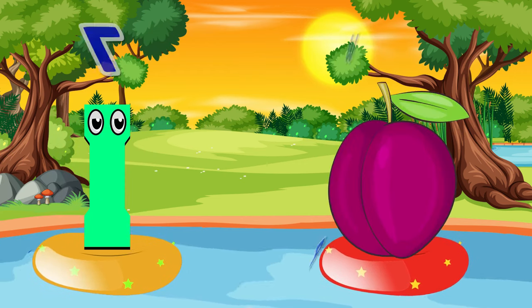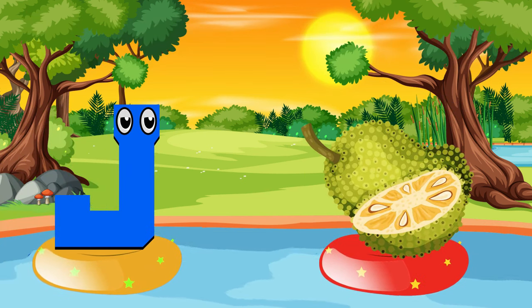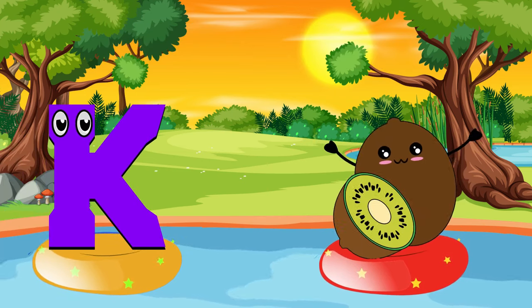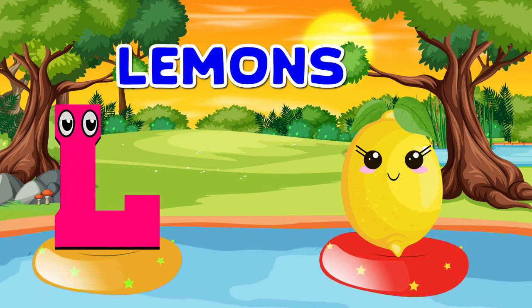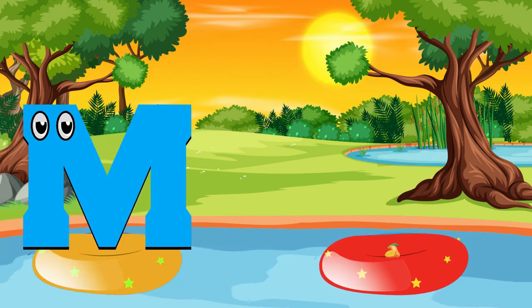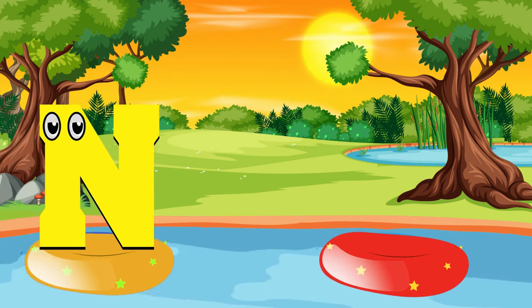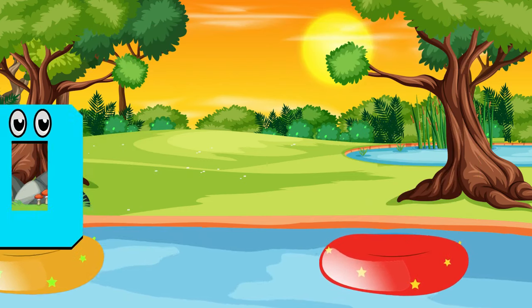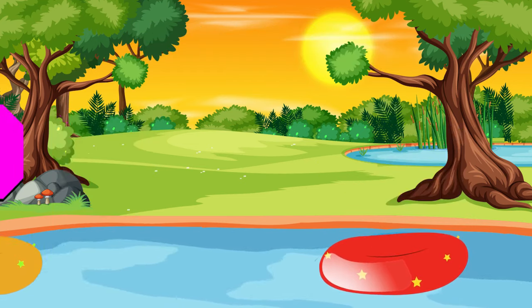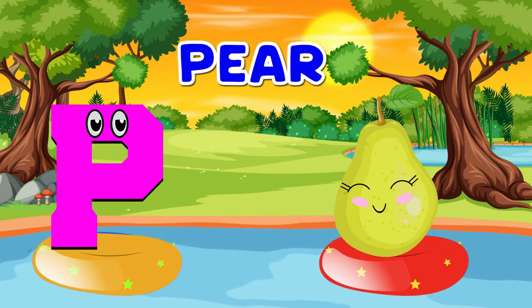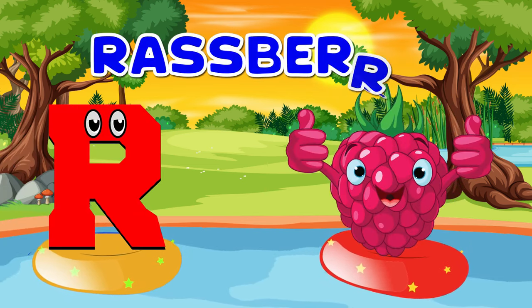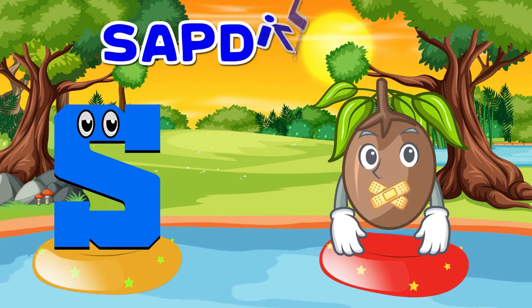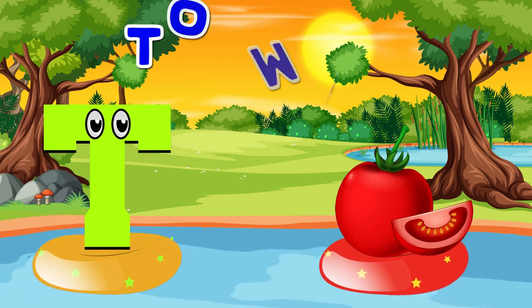I is for Illawarra plum. I, i, Illawarra plum. J is for jackfruit. J, j, jackfruit. K is for kiwi. K, k, kiwi. L is for lemons. L, l, lemons. M is for mango. M, m, mango. N is for nectarine fruit. N, n, nectarine fruit. O is for oranges. O, o, oranges. P is for pears. P, p, pears.